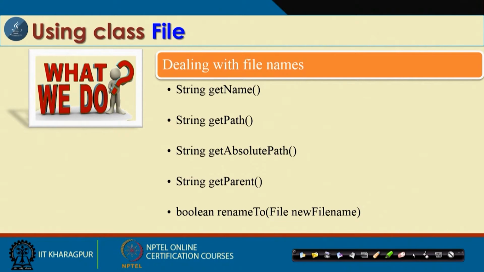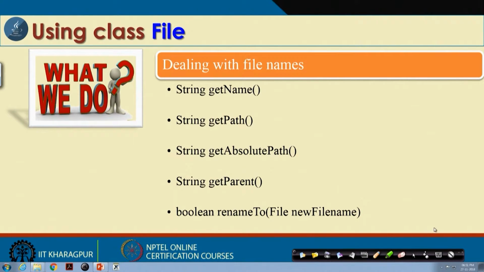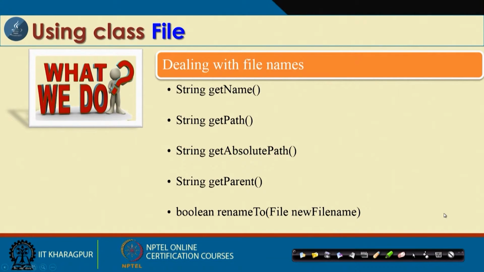Get absolute path: from any directory it will find the path. Get parent: what is the directory above the one where the file is present. And rename to: if you want to rewrite the file into some other name, that is also possible using this file object. So, these are the many utility methods available related to the file.